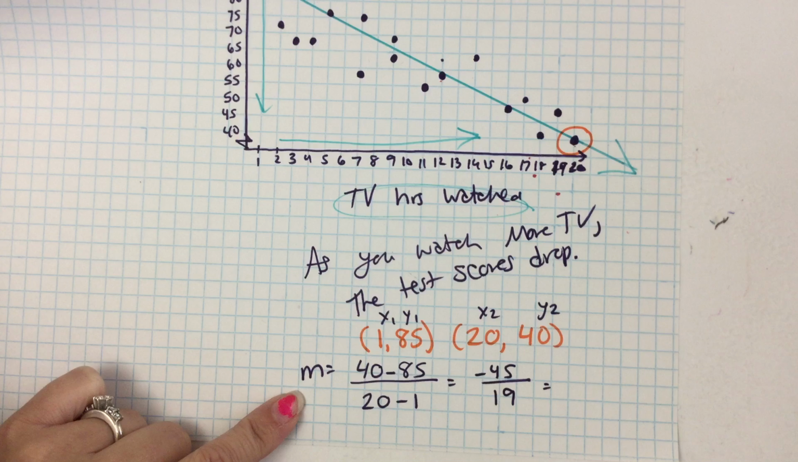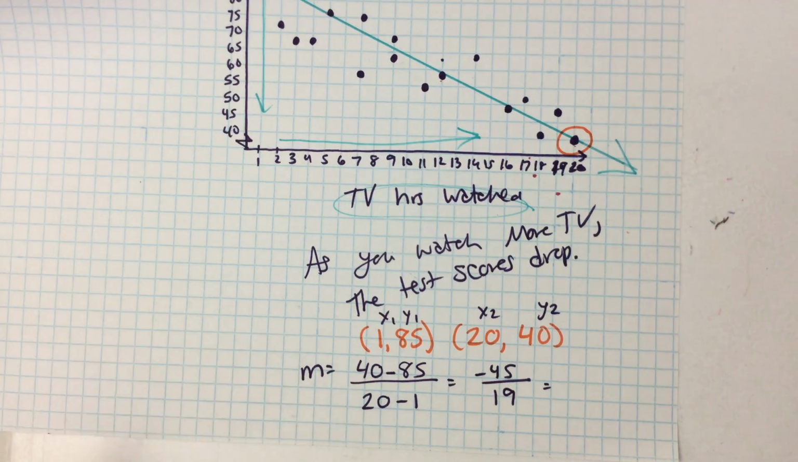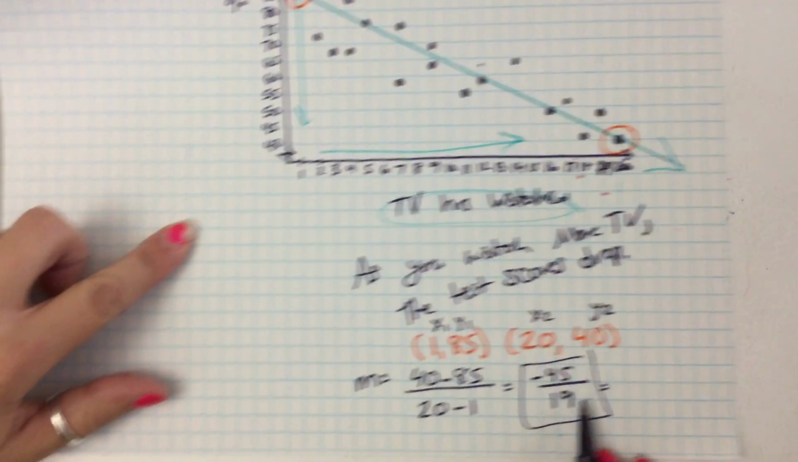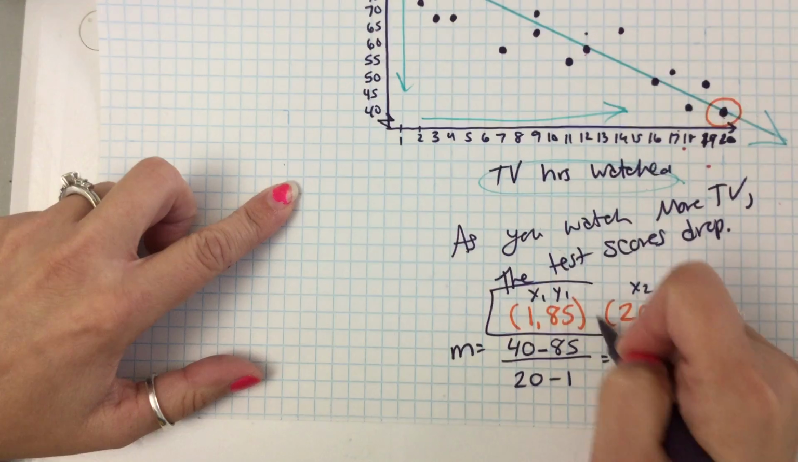Now again, because you drew your own line, do not be alarmed if your numbers are kind of crazy. So I have negative 45 over 19. When I put it on the calculator, it was pretty wild. I might actually just keep it as a fraction, okay? They did not say, what is the slope of your line? They said, find the equation of the line. So once you have your slope, you pick 1 ordered pair.